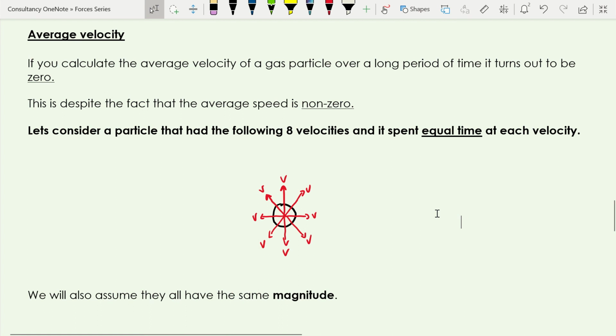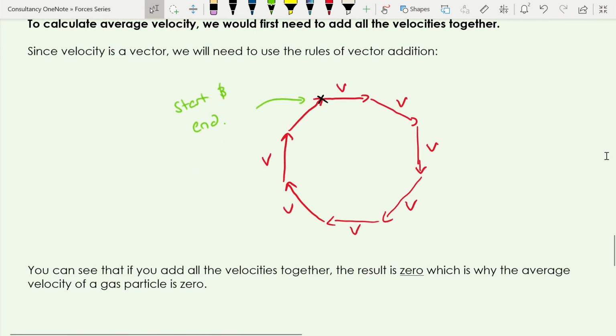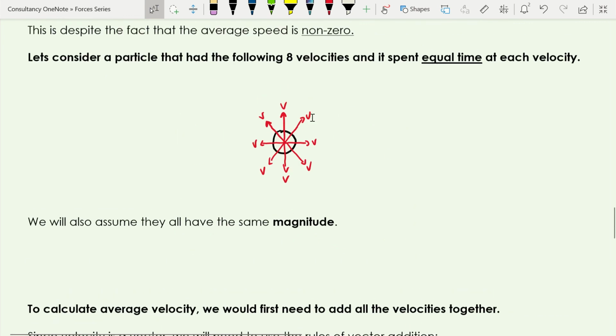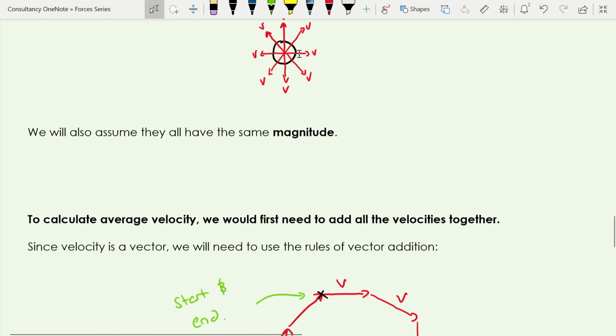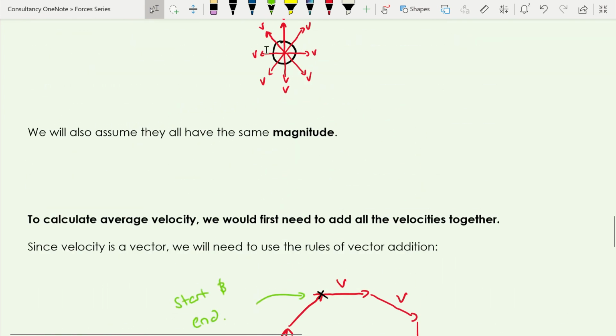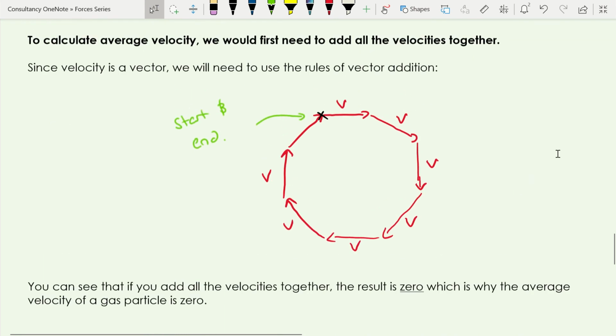So what happens when we add all of those velocities together? Well, as we've seen in the videos I've done on vector addition, if we want to add vectors together, we arrange them tip to tail. So that's what I've done. I've taken all of these vectors. I decided to start with this one pointing to the right, so you can see here, and then I just followed it round in sequence. And you can see that once you add all of those vectors together, you end up exactly back where you started.